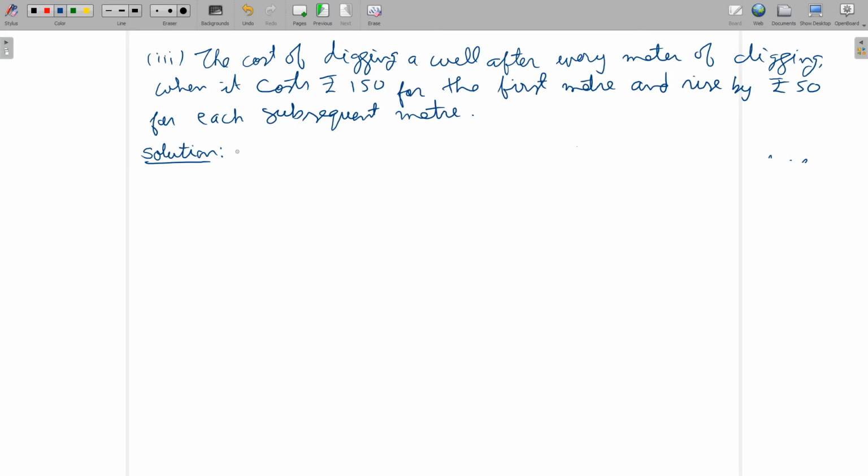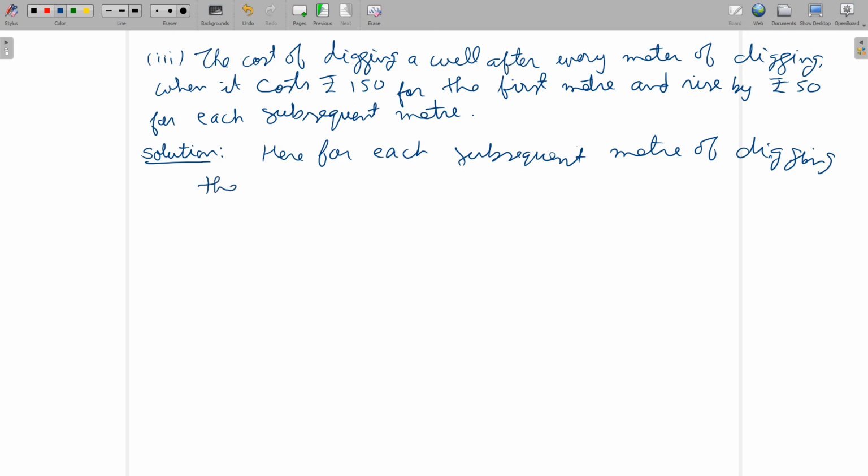Third part: the cost of digging a well after every meter of digging, when it costs rupees 150 for the first meter and rises by rupees 50 for each subsequent meter. Here, for each subsequent meter of digging, the cost increases by rupees 50.